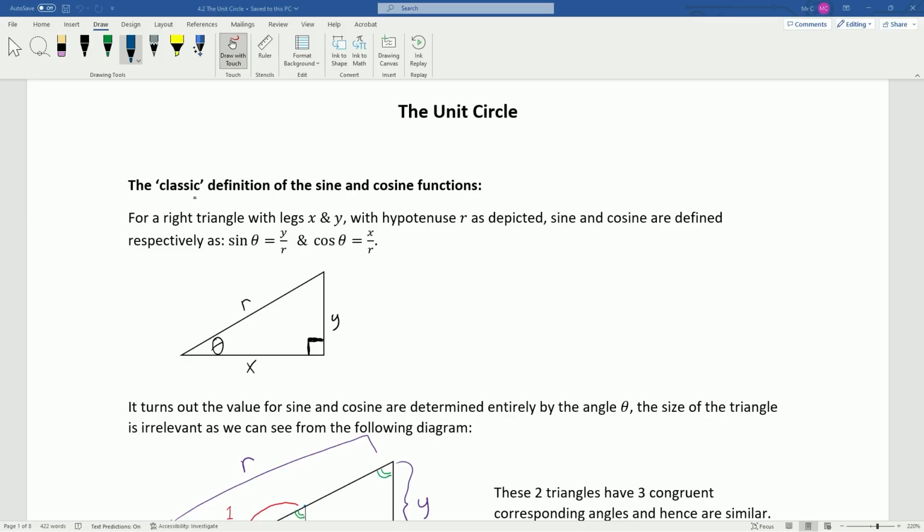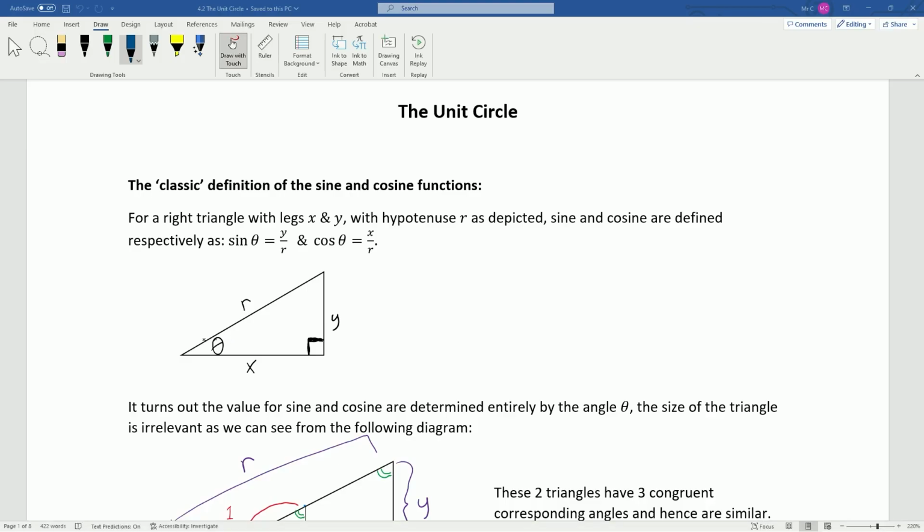Okay, so let's take a look. The classic definition of the sine and cosine functions is that for a right triangle with legs x and y, with hypotenuse r, as depicted in this triangle, sine and cosine are defined respectively as sine of theta equals y over r, and cosine of theta equals x over r. So you may have heard sine is opposite over hypotenuse, or cosine is adjacent over hypotenuse. That's an easy way to remember these things.